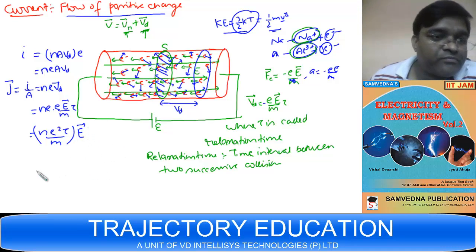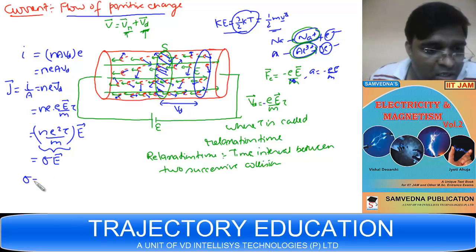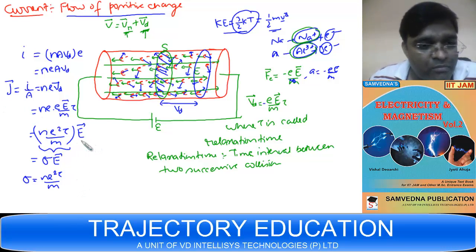This is your current density, and this is called sigma. Sigma is called conductivity, N e squared tau by m. If you pass an electric field, if you draw a battery, if you connect a battery, this creates an electric field which is giving you this J.